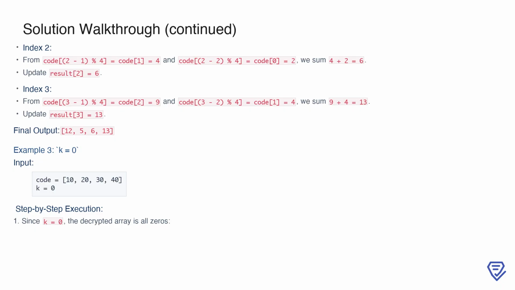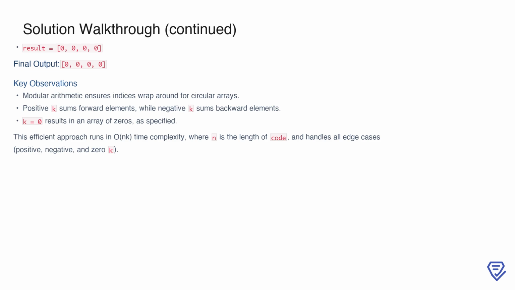This approach ensures that we handle the circular nature of the array correctly by using modular arithmetic. For cases where k is negative, the summation always moves backward, wrapping around as necessary. When k is 0, the output is straightforward: all elements in the result array are set to 0.